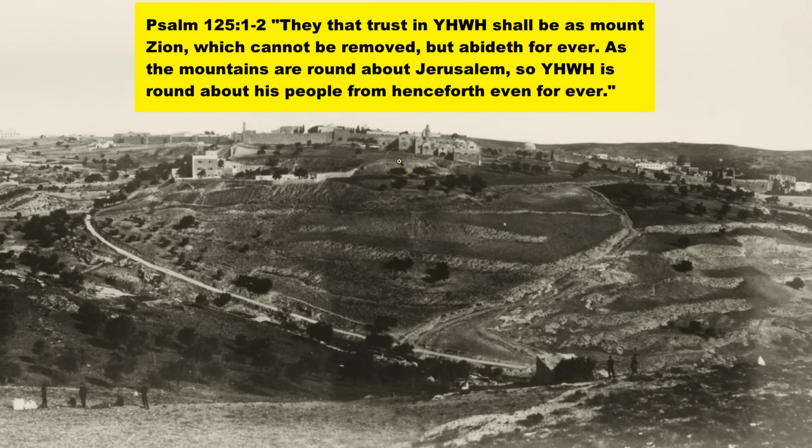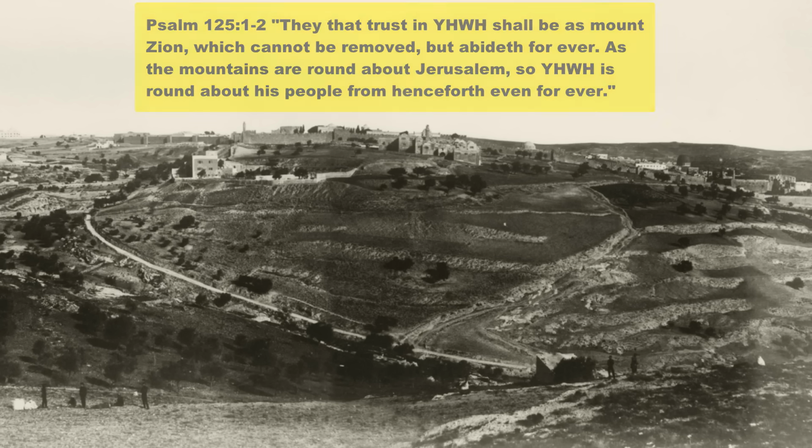Psalm 125, verses 1 to 2: They that trust in Yahweh shall be as Mount Zion, which cannot be removed, but abideth forever. As the mountains are round about Jerusalem, so is Yahweh round about his people, from henceforth and forever.